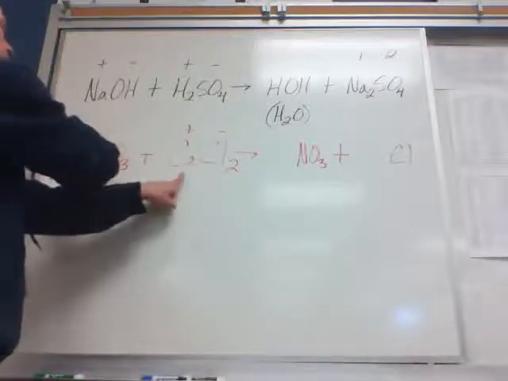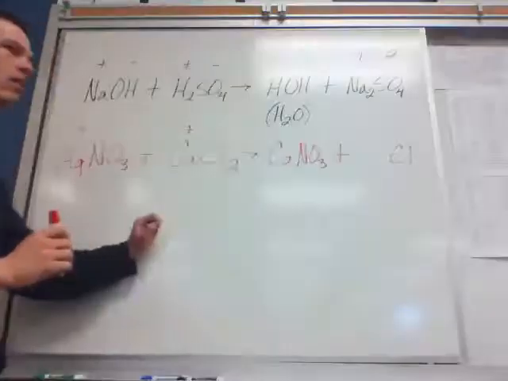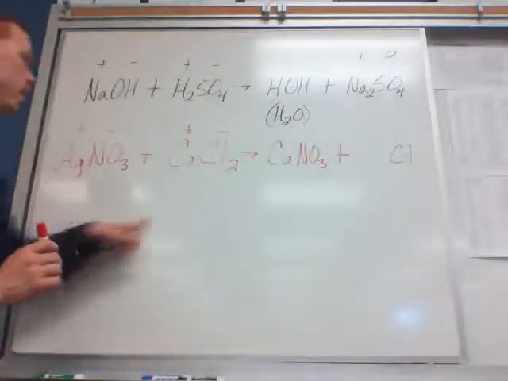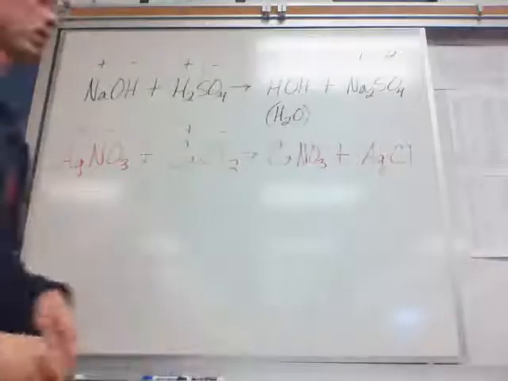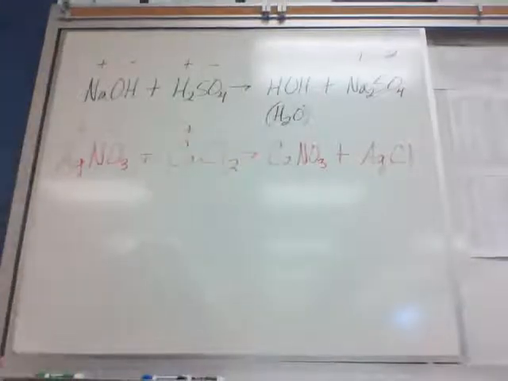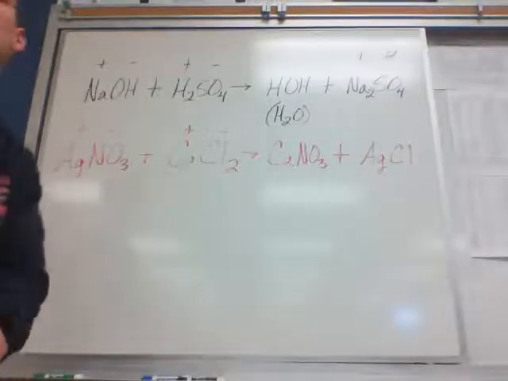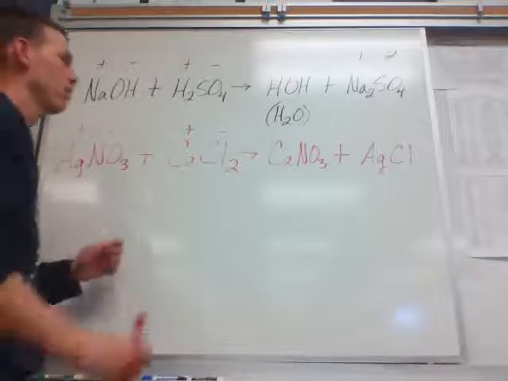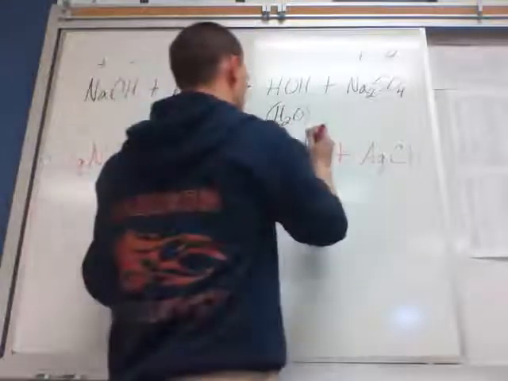Ag and Ca are switching places. So calcium's coming over here. Silver's going over here. Check what you wrote. Calcium's +2, nitrate's -1, so we've got some stuff happening here.